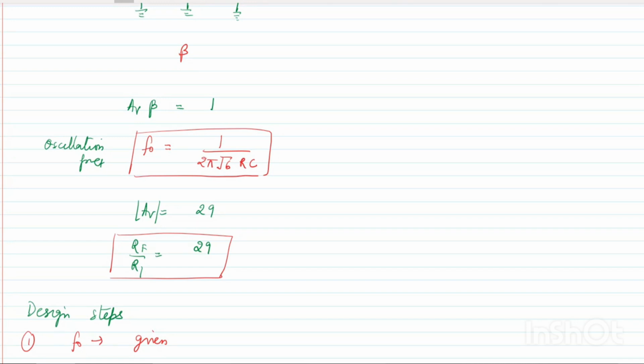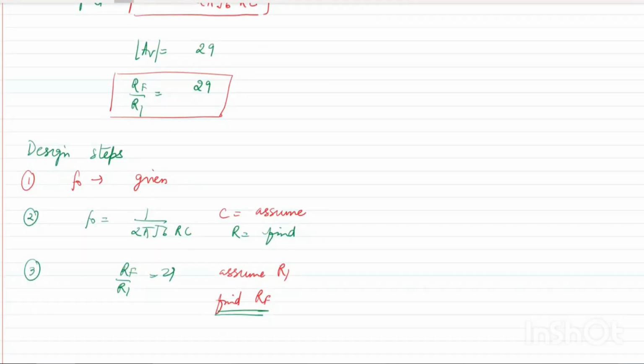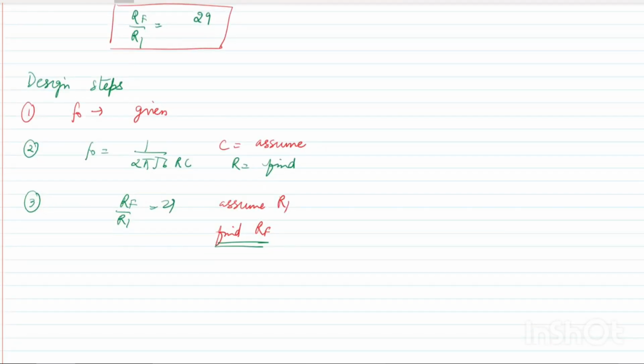So F naught is the frequency. Using that frequency, we'll assume the value of C and we'll get the value of R, because of the formula, we have F naught is 1 by 2 pi root of 6 RC. And we can assume then RF by R1 is the gain A V, 29. We can assume the value of R1 and then we can get the value of RF. So these are your two formulas, F naught and RF and R. If that is clear, we can go with the derivation and then some problems on this.